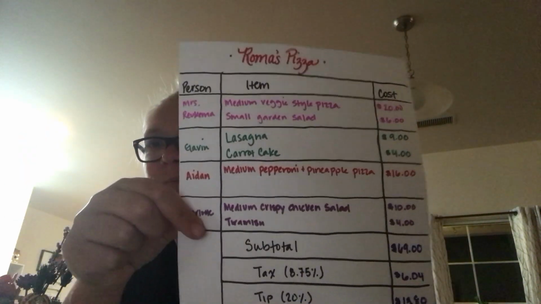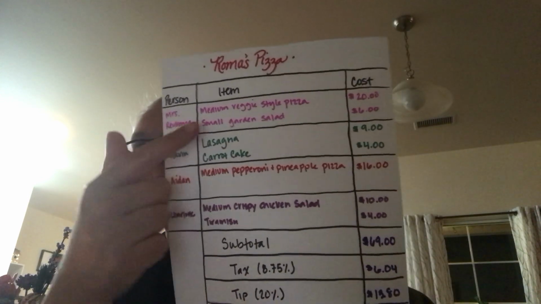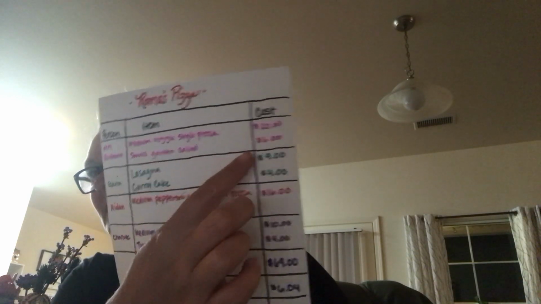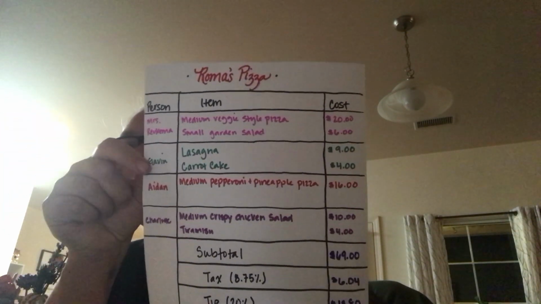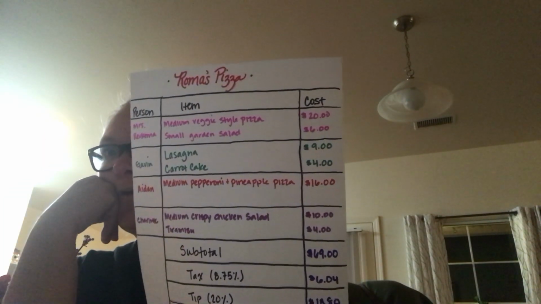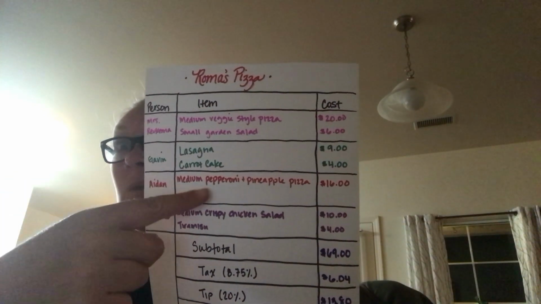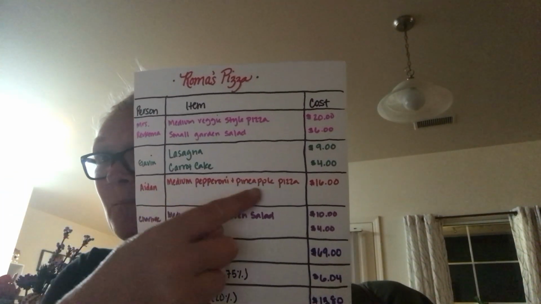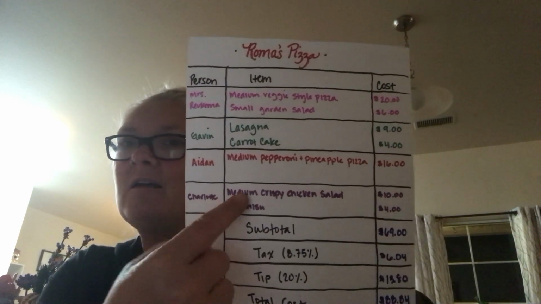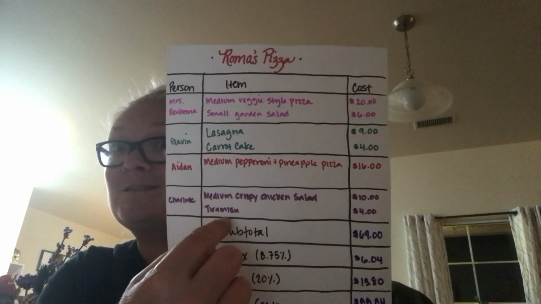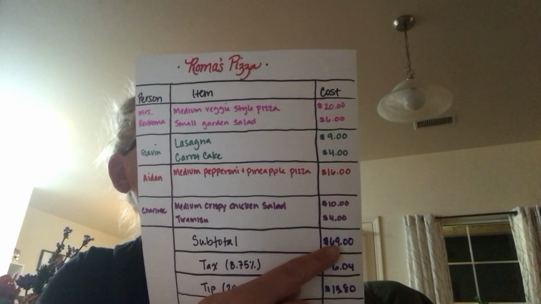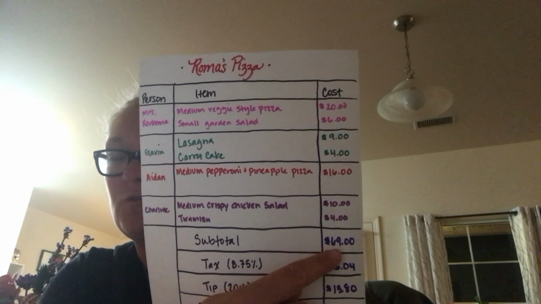And you can see what everybody in my family ordered. So I've listed my order. So I ordered a veggie pizza that cost $20 and a small salad that cost $6. One of my kids picked lasagna and carrot cake, so lasagna cost $9 and carrot cake was $4. Another of my sons made his own special pizza of pepperoni and pineapple. Ugh. That cost $16. And then my daughter had a crispy chicken salad and some tiramisu. Okay, so $10 and $4. So that came out to a $69 dinner for us, the 4 of us.